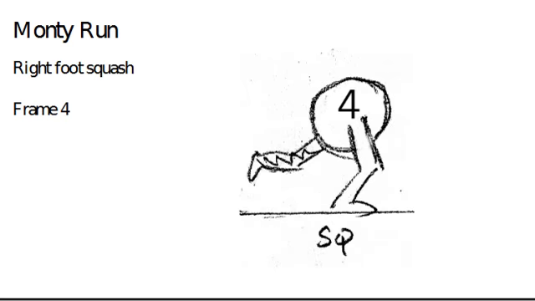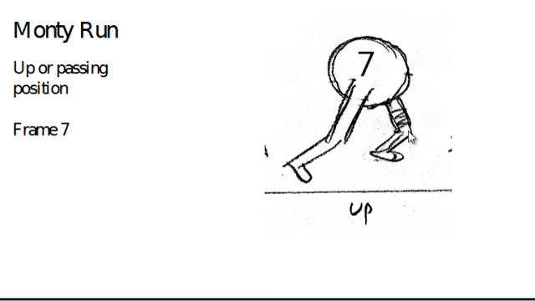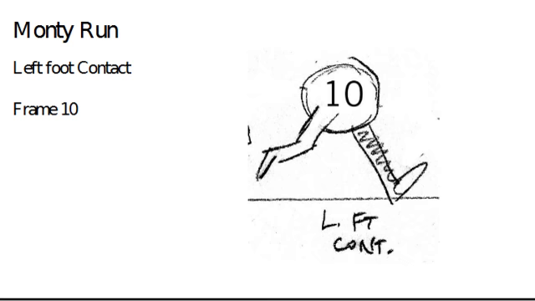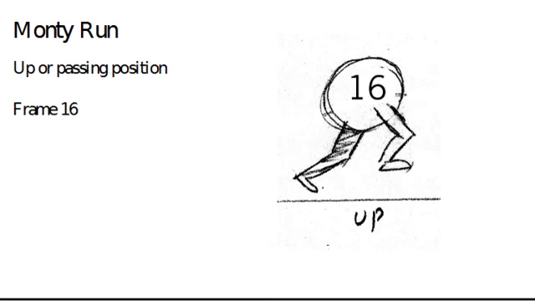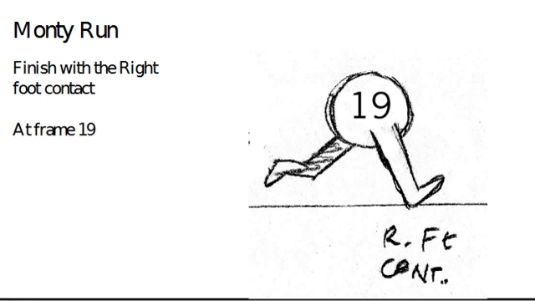Then frame 4 is the right foot squash position. Frame 7 is the up position. That's actually the left foot passing now. And then frame 10, the left foot is contacting. Frame 13, the left foot is the squash position. And then 16, we're up in the air again. And then 19, back to frame 1, right foot contact. So the total cycle with 2 feet, 2 strides is 18 frames, or 9 frames per stride.